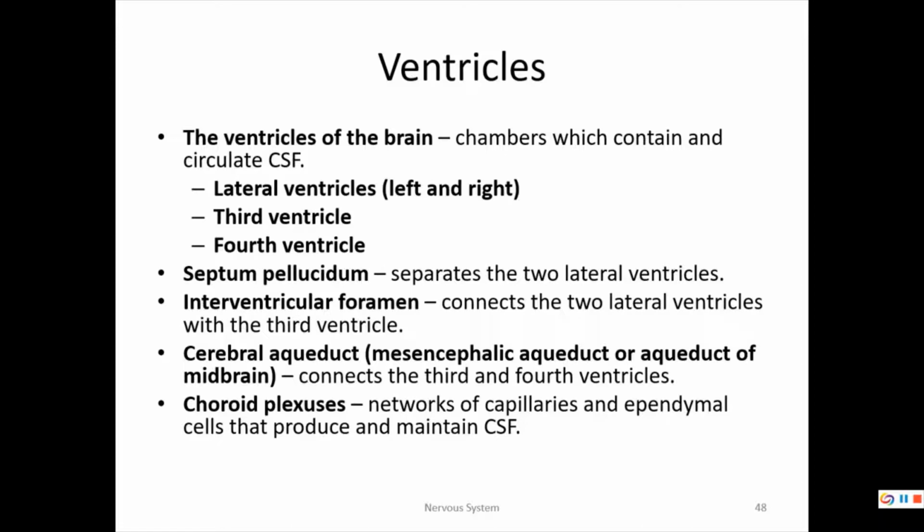Now, to separate your 2 lateral ventricles is a sheet of tissue called the septum pellucidum. Septum separates the 2 lateral ventricles. To connect your lateral ventricles to the third, there's an interventricular foramen, sometimes called the foramen of Monro. And then there's a cerebral aqueduct, which is also called the mesencephalic aqueduct or aqueduct of midbrain. This connects our third ventricle to our fourth ventricle, and the fourth ventricle goes out.